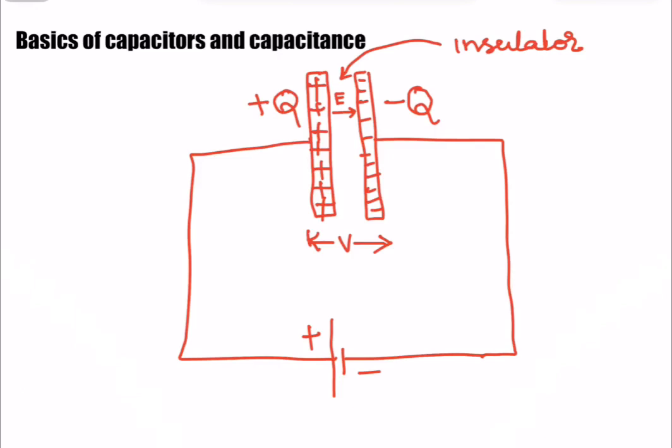So this arrangement, where you can produce the charges, is called a capacitor. The capacitor is now said to be charged. The capacitor is said to be charged by the amount Q coulombs.